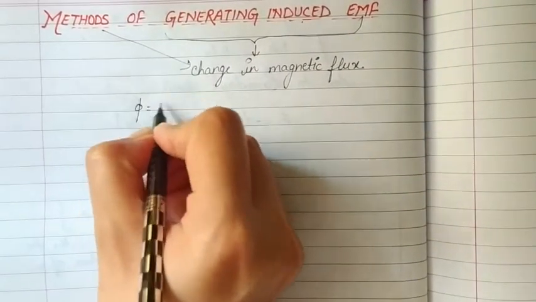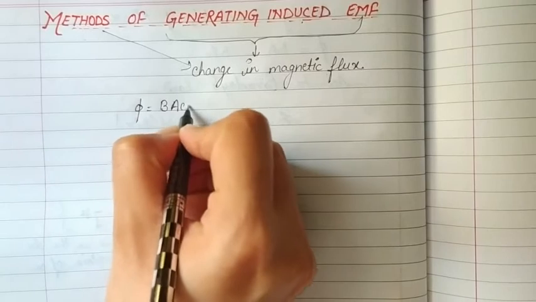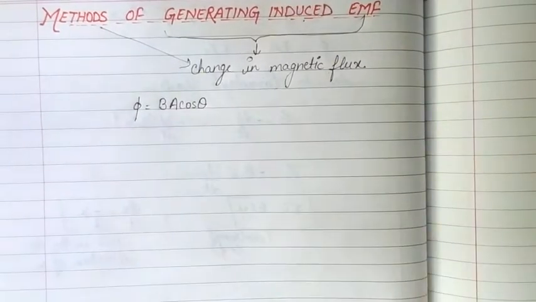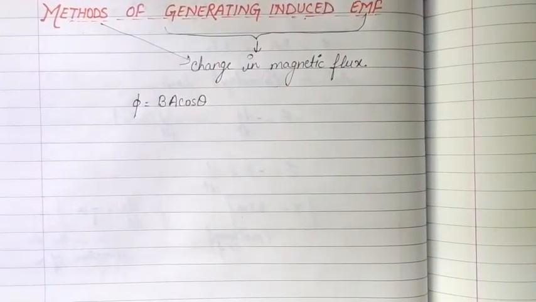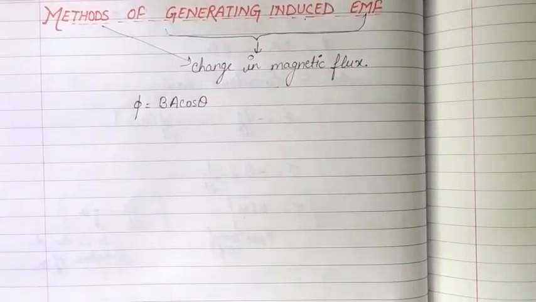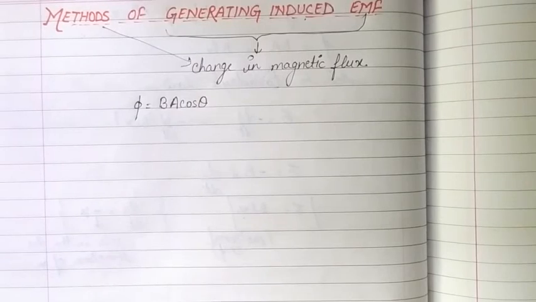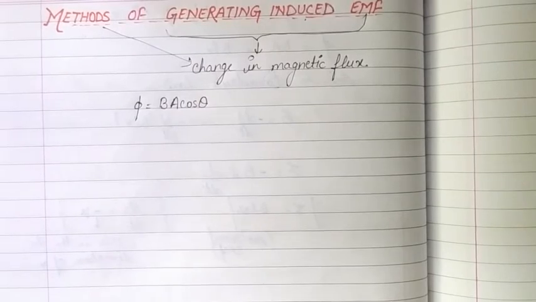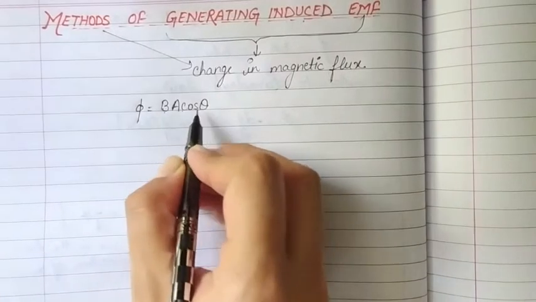The magnetic flux, that means the number of field lines passing normally through that area, is mathematically given as BA cos theta. So the magnetic flux phi is equal to BA cos theta, where B is the magnetic field, A is the area of the coil, and theta is the relative orientation of B and A. The angle between B and A is called theta. So we have these three factors: B, A and theta.